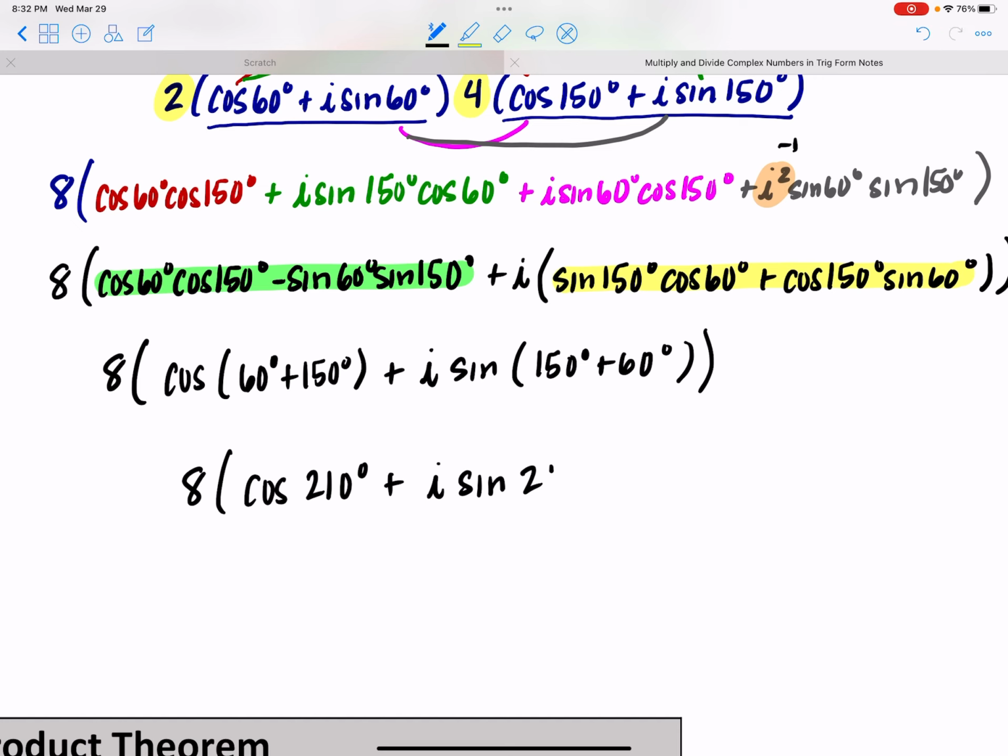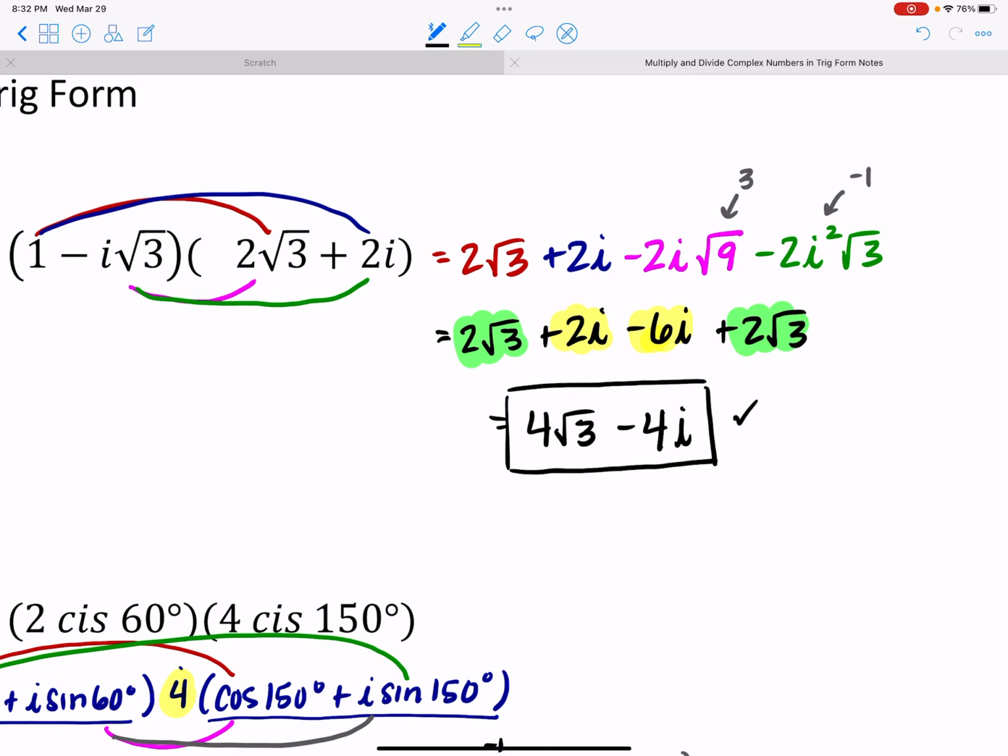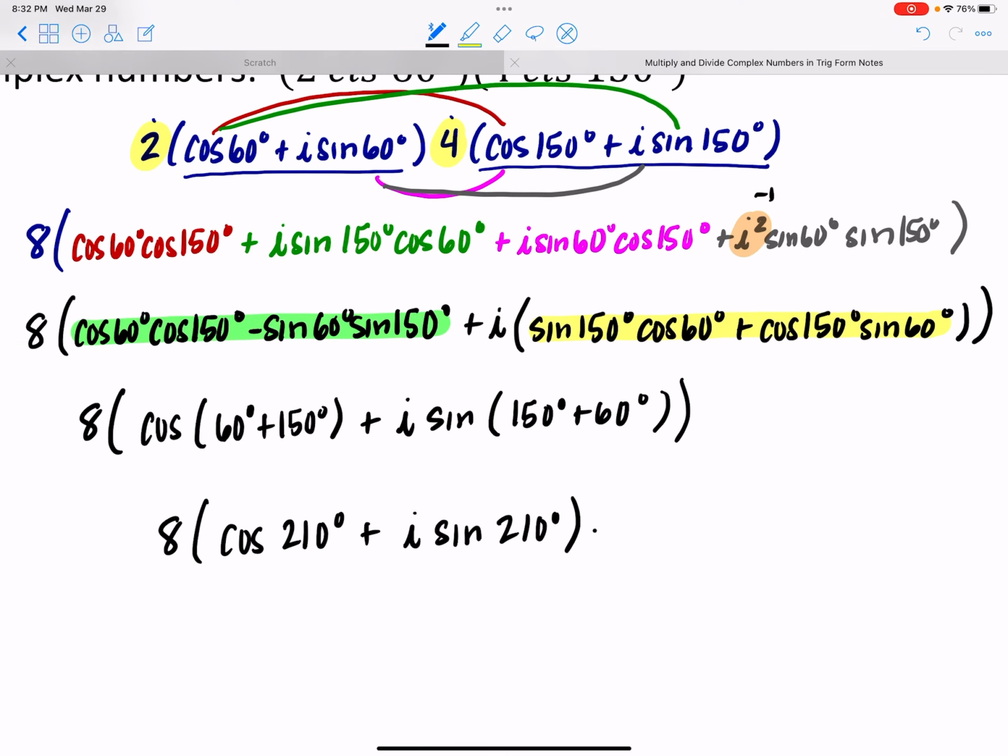And it should make sense that those two angles end up being the same, because when we multiply two complex numbers, we should end up with a complex number. Now, if we do this in rectangular form, we end up with the rectangular form. If we multiply two complex numbers in trig form, we should end up with a complex number in trig form. And that's exactly what we see here.